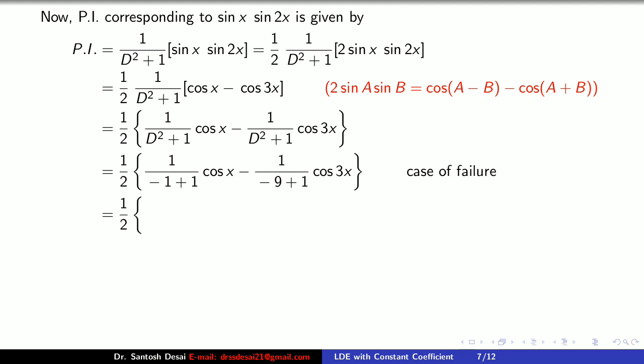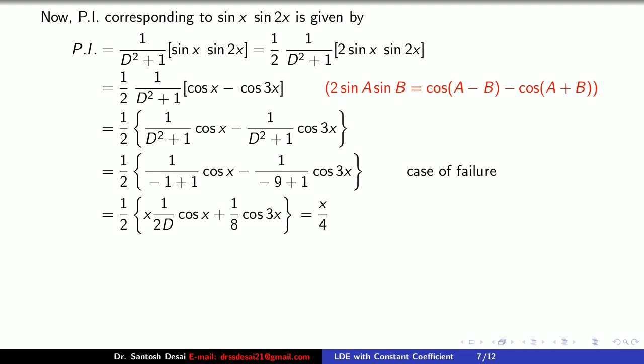So 1 by 2, first we write one independent variable, that is x, then take the derivative of the denominator, that is 1 upon 2D into cos x as it is, and in the second part the denominator is non-zero, and here simplifying we get plus 1 upon 8 into cos 3x. Now again we know that this is 1 upon D into cos x, but the meaning of 1 upon D is nothing but integration. So integration of cos x.